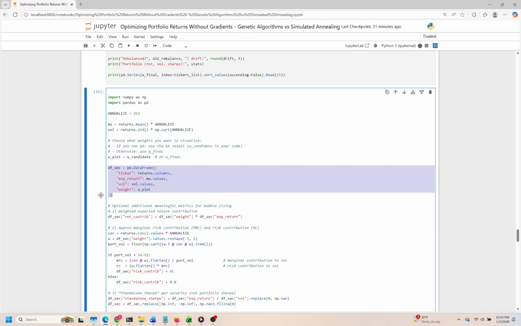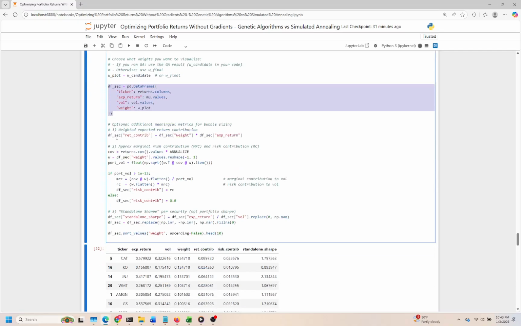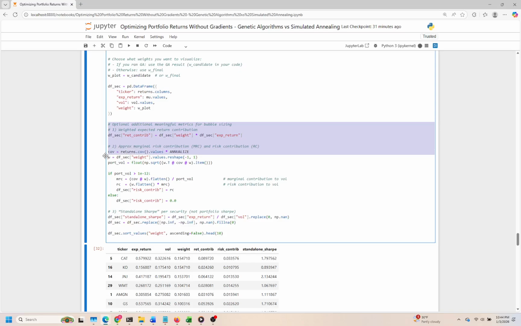If the portfolio volatility is non-zero, we calculate both the marginal risk contribution and the overall risk contribution for each asset. This is crucial because it allows us to identify which assets are providing more risk in the portfolio relative to their expected returns. Finally, we also compute the standalone Sharpe ratio for each security, which serves as a measure of risk-adjusted return. After handling any potential infinite or undefined values, we sort the data frame by weights to highlight the top assets in the portfolio based on their significance.